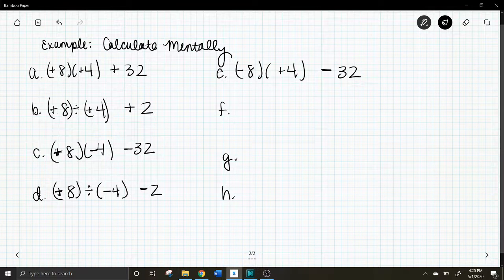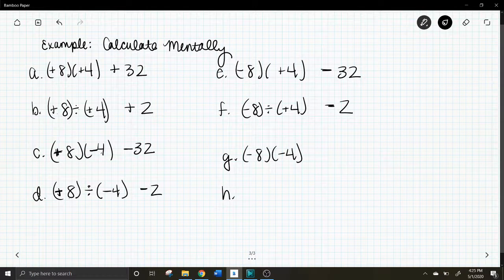Right? Letter F, negative 8 divided by positive 4. We have two opposite signs, so it's going to be the negative sign. 8 divided by 4 is 2. Letter G, negative 8 times negative 4. So we have the same sign. It's going to be a positive answer. 8 times 4 is 32.